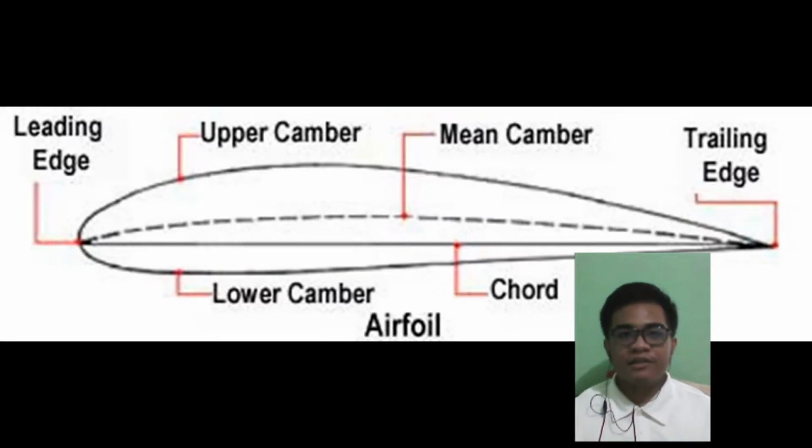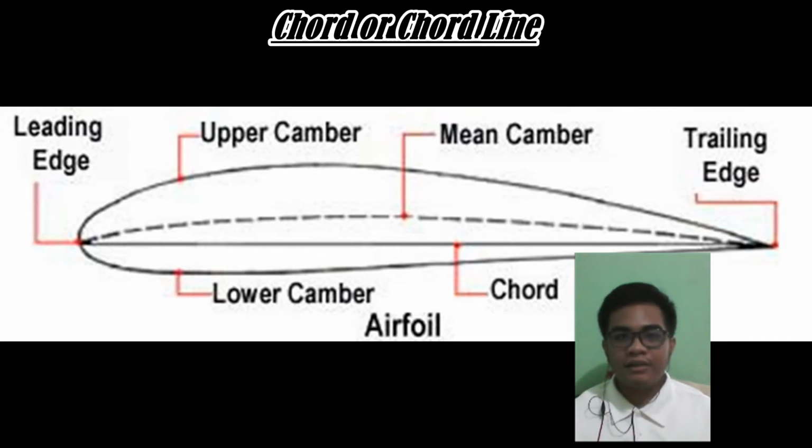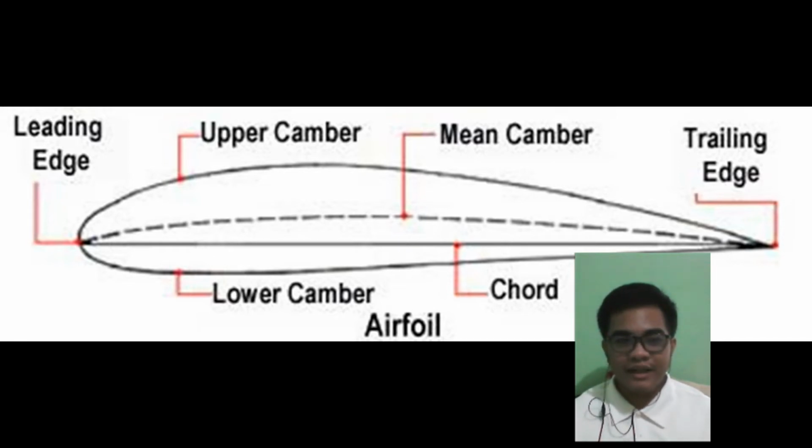It is self-explanatory, which is located on the most forward region of the airfoil. The mean camber line is the region that is equidistant from the top and bottom of the airfoil. The chord line is a straight line connecting the leading edge and trailing edge. And finally, the trailing edge, which is located at the most rearward point of the airfoil.